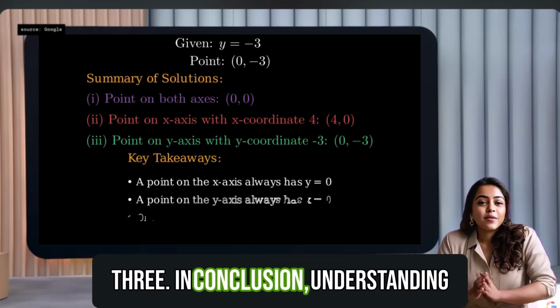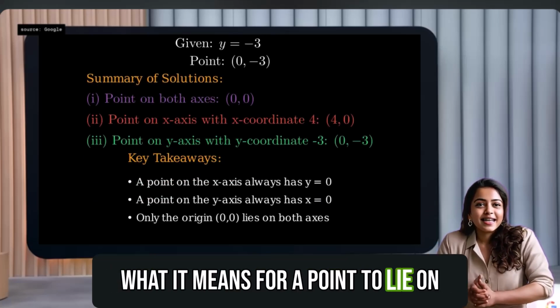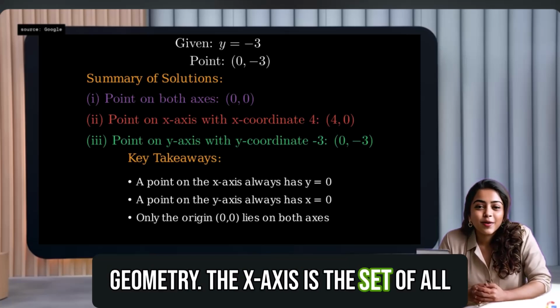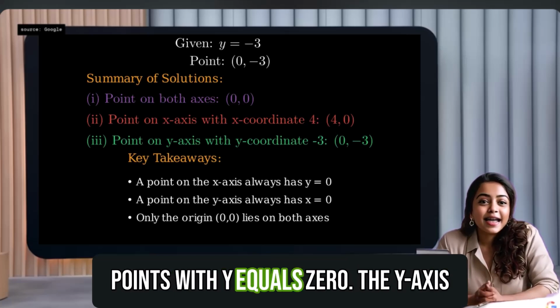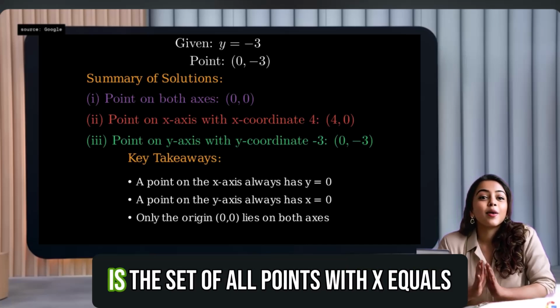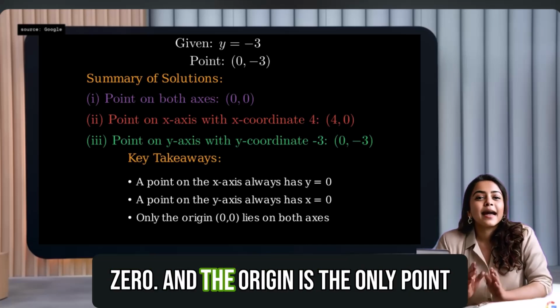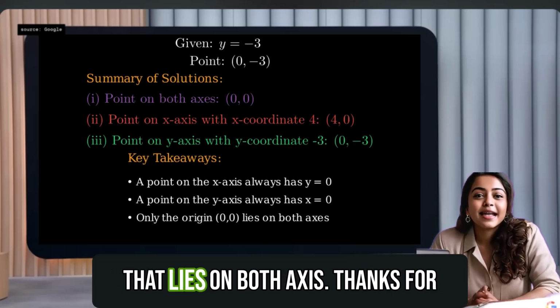In conclusion, understanding what it means for a point to lie on an axis is fundamental in coordinate geometry. The x-axis is the set of all points with y equals 0. The y-axis is the set of all points with x equals 0. And the origin is the only point that lies on both axes.